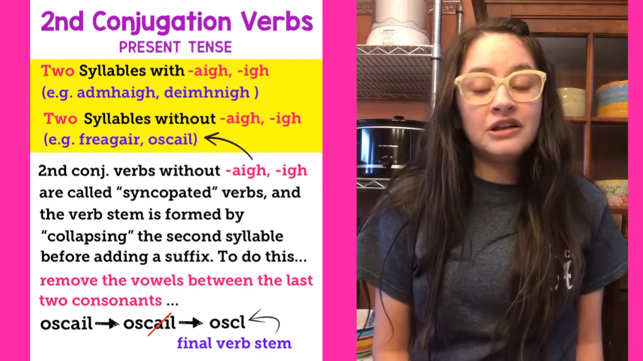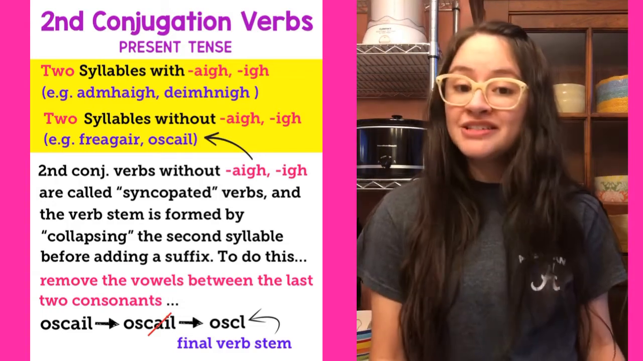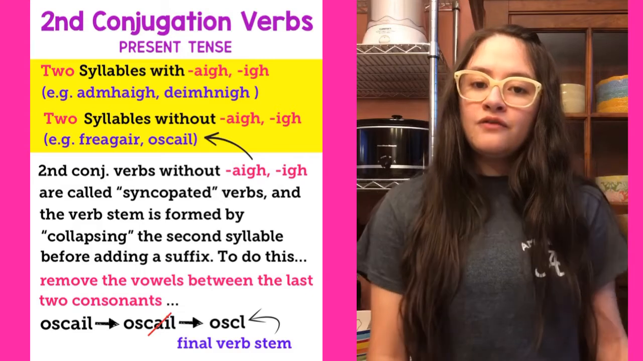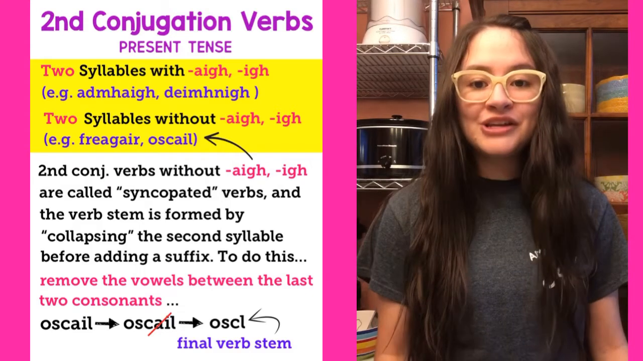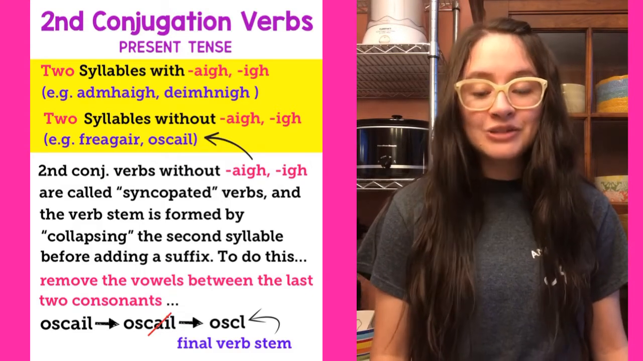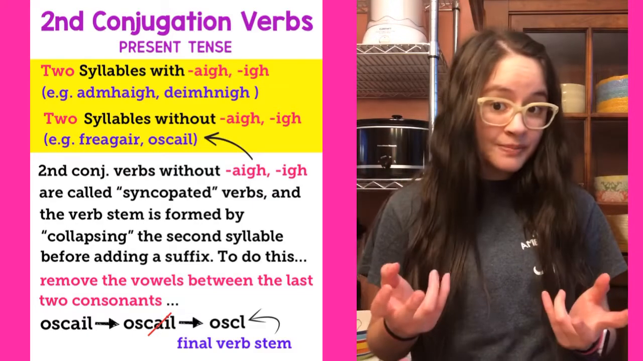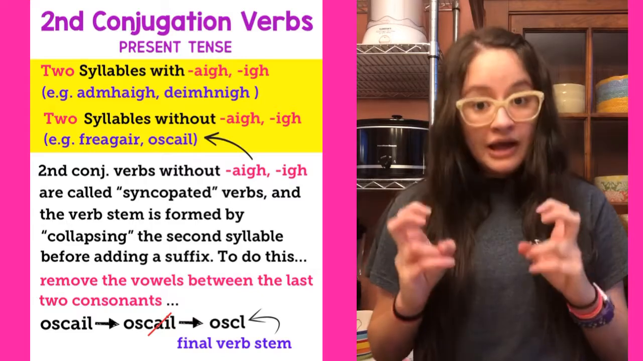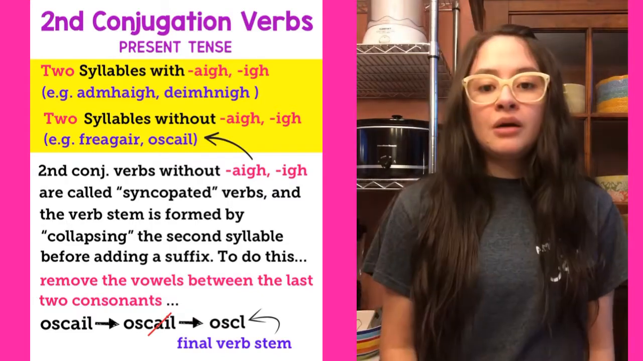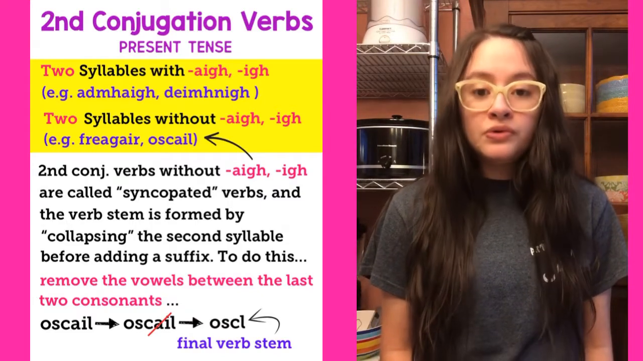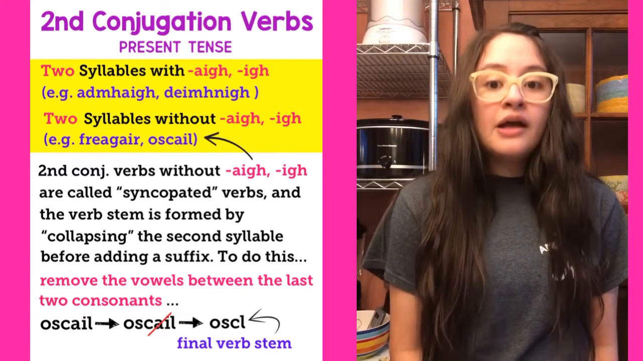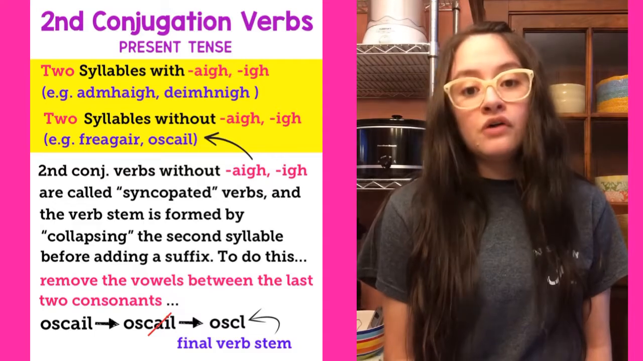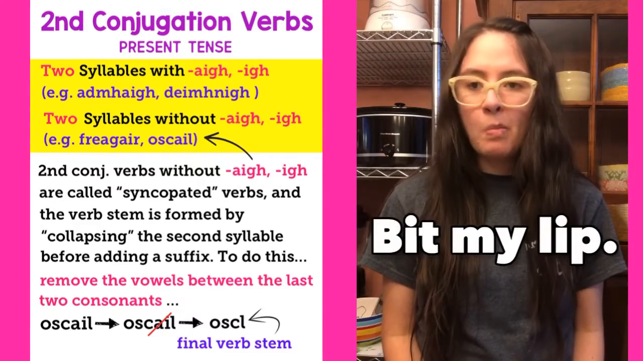The verbs in that second group are called syncopated verbs, and they form their stem in a really unique way, and that is by sort of collapsing the verb. Now, a verb is collapsed or syncopated in Irish by removing the vowels that come between the last two consonants of the word.